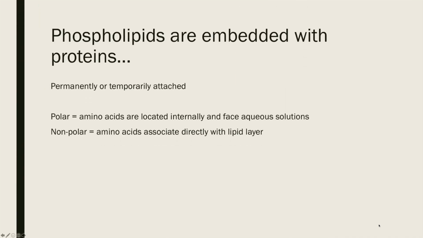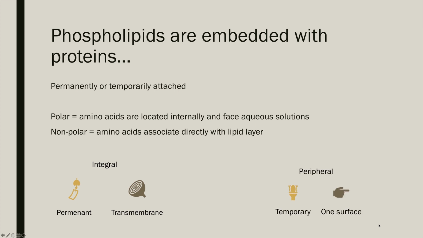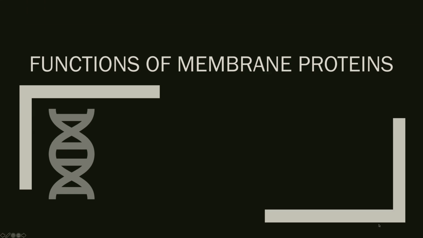And phospholipids are embedded with proteins. These can either be permanently or temporarily attached. So the integral proteins are permanently attached. They are typically transmembrane, and the peripheral proteins are temporarily attached by non-covalent interactions, and they associate with one surface of the membrane. So now we're going to move on to the functions of membrane proteins.